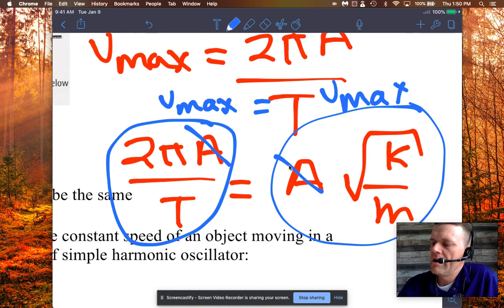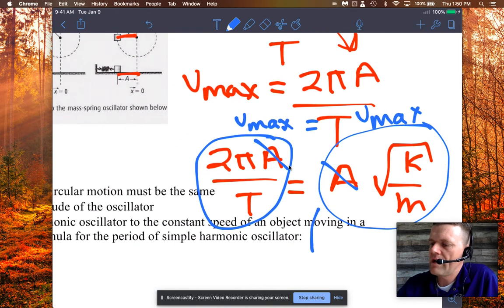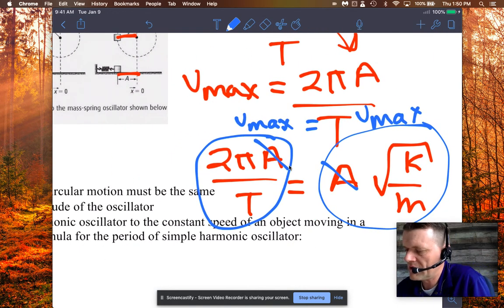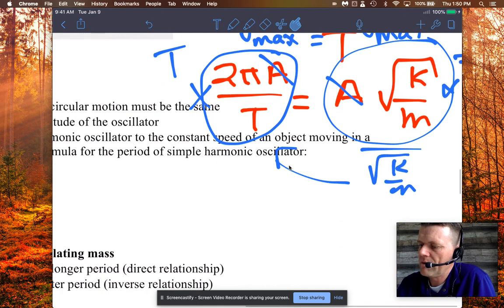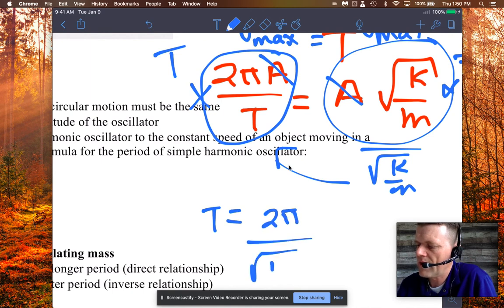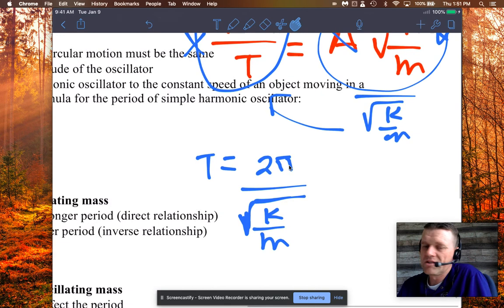So in this case, we actually can simplify this. I'll just do it quick because you can see it in the notes. So I'm going to solve for T. Basically, I'm going to multiply this side by T and multiply this side by T, and then divide by the square root of k over m to move that guy over here. And then when I'm done, I have T will equal 2 pi divided by the square root of k over m.